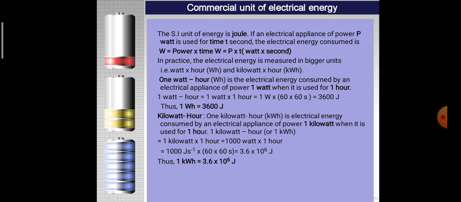Let us define 1 watt hour. It is the electrical energy consumed by an electrical appliance of power 1 watt when it is used for 1 hour. Thus, 1 watt hour is equal to 3600 joule. Now, what is 1 kilowatt hour? It is the electrical energy consumed by an electrical appliance of power 1 kilowatt when it is used for 1 hour. Thus, 1 kilowatt hour is equal to 3.6 × 10⁶ joule.